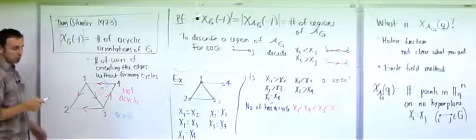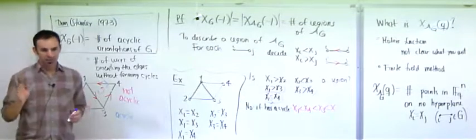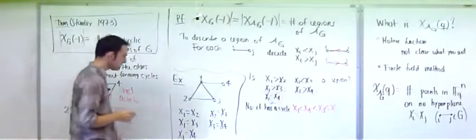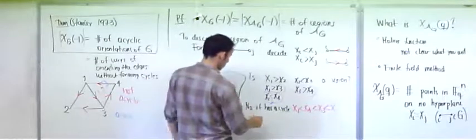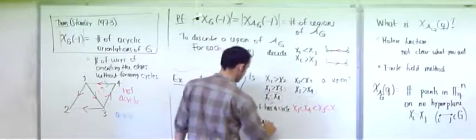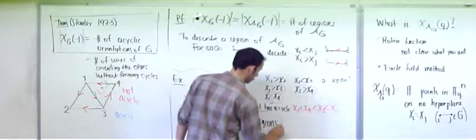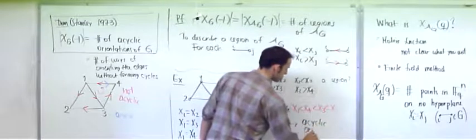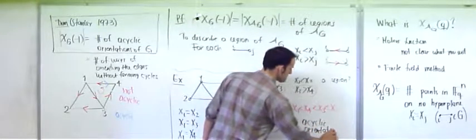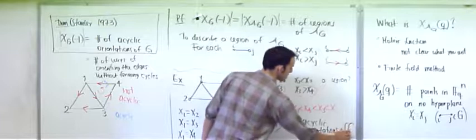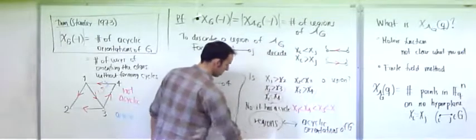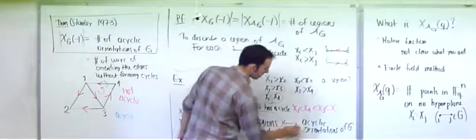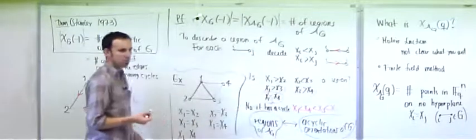Okay? And so what we're saying is that the regions are precisely given by the orientations that have no cycles. And that's precisely what we were looking for. So this gives a bijection between the regions of A sub G and the acyclic orientations of G. Okay? And that finishes my proof.